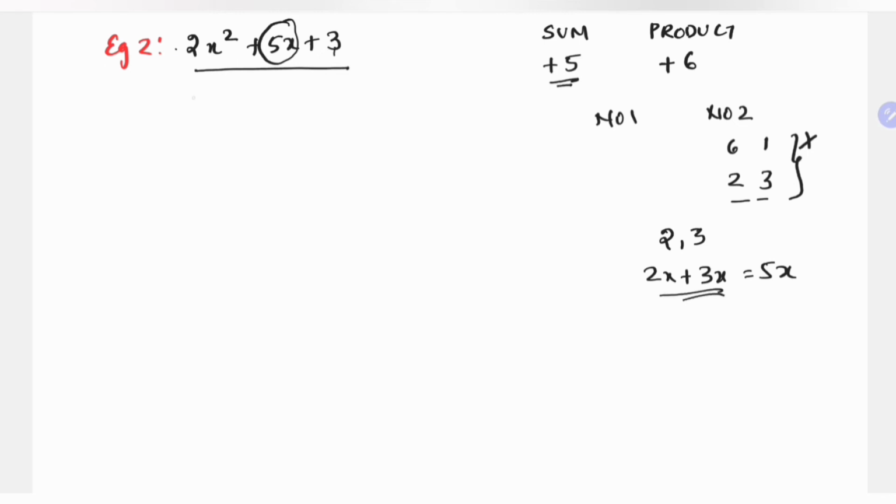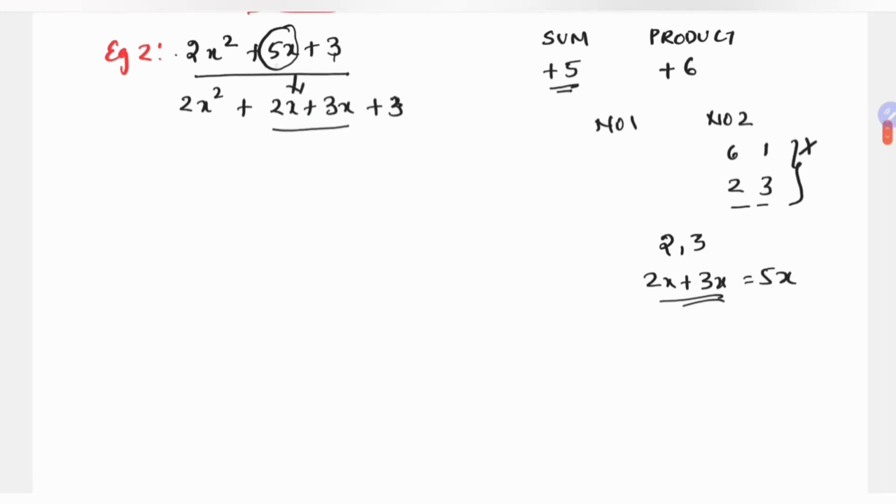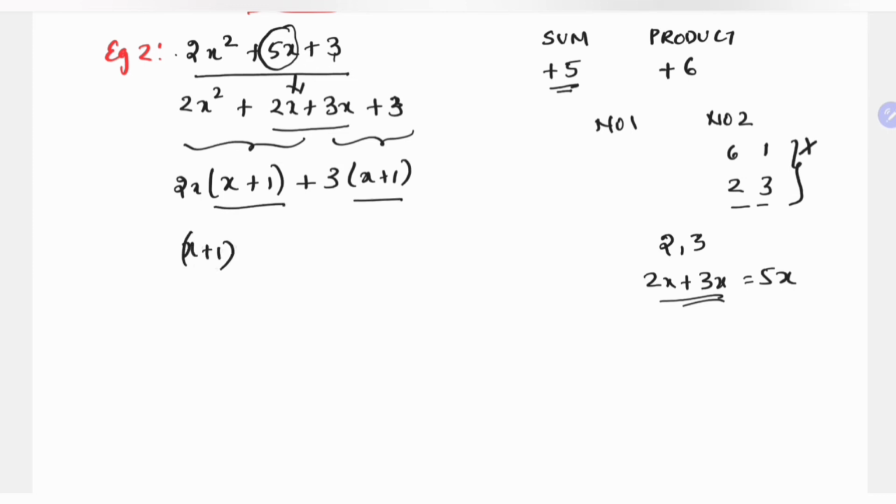Let's put this here. So, 2x square plus 2x plus 3x plus 3. I have substituted 5x as 2x plus 3x. Now, I can take the common between these first two and these last two. Always take the common between the first two terms and the last two terms. If you see, the common factor here is 2x. If I take 2x out, I will be getting x plus 1. Similarly, I will take 3 outside here, so I will get x plus 1. Now, again, if you notice, x plus 1 is common between both. So I will take x plus 1 as common. I will be getting 2x here plus 3. So, these are my factors.